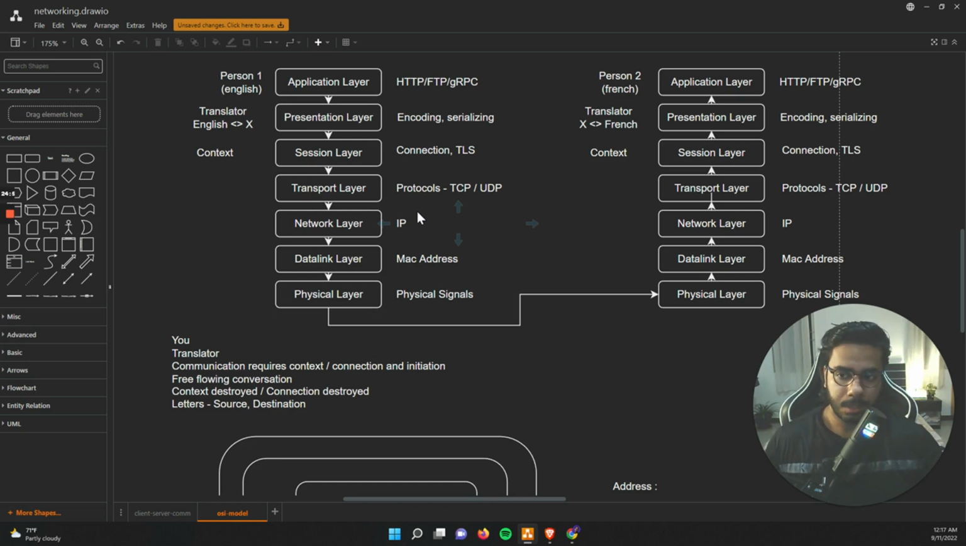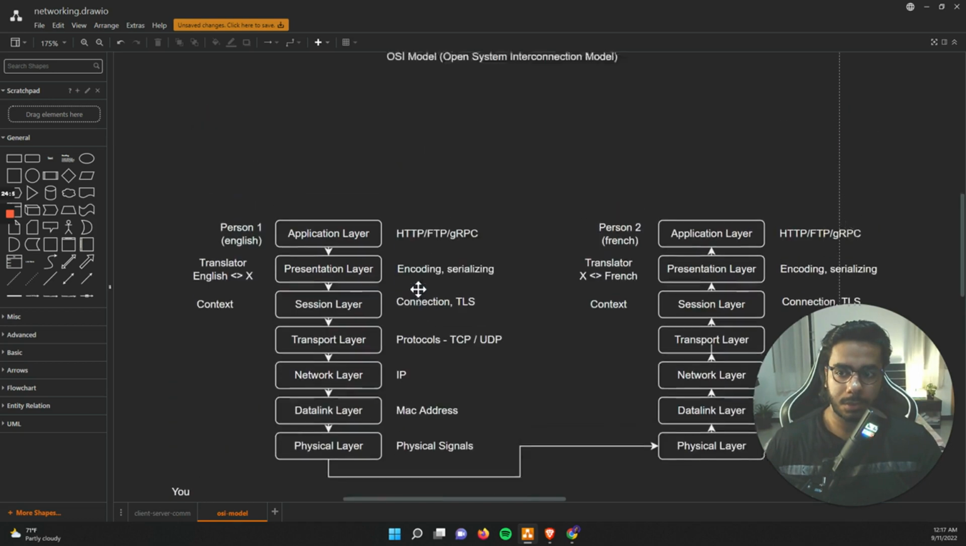But yeah, that should be it for the OSI model, I guess, as of now. It turned out to be a very long video, almost 25 minutes.